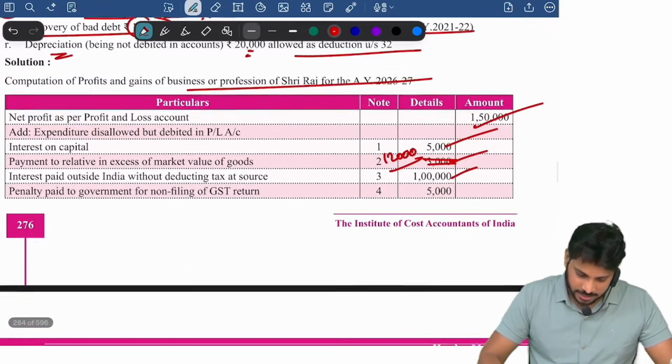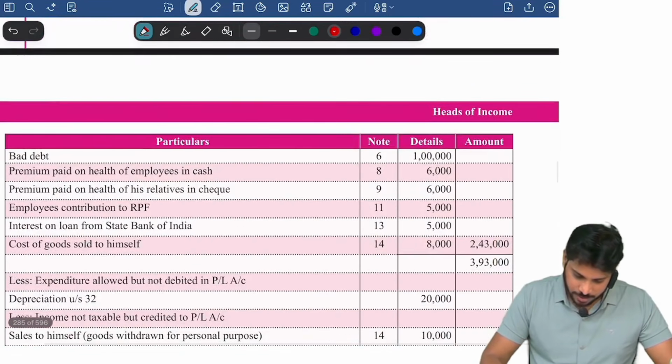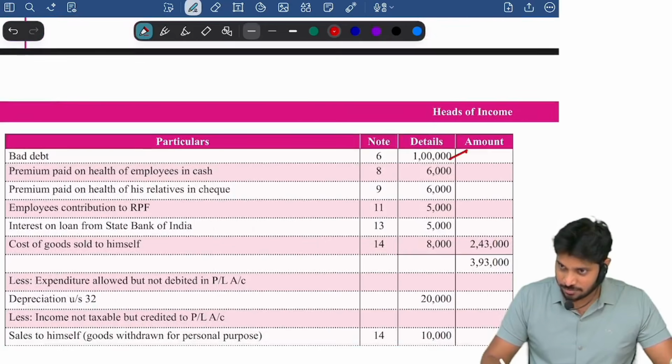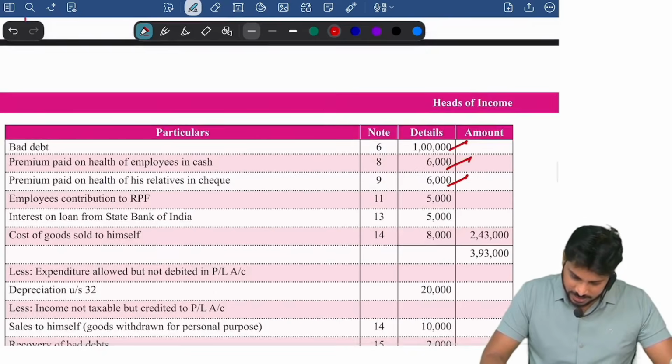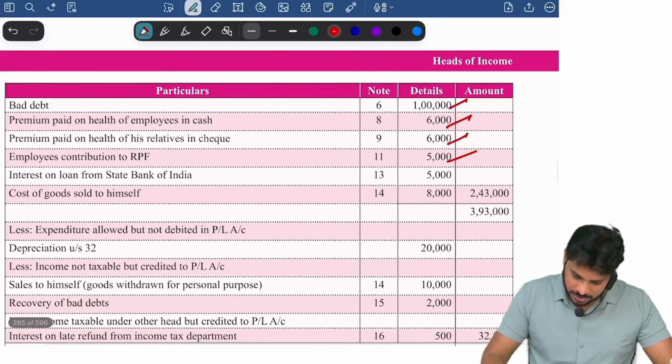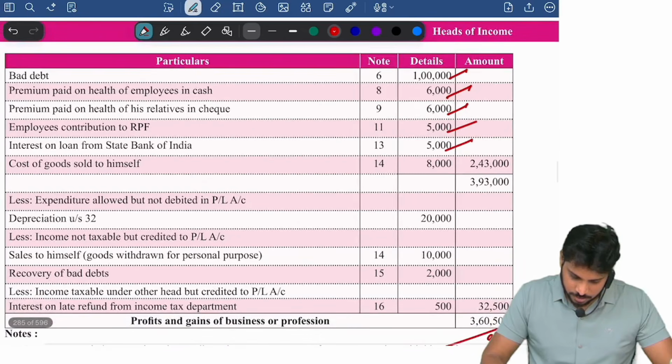So next. Interest paid outside. Yeah, correct. Penalty paid to government. Correct. Disallowed. Bad debts. Yes. Disallowed. Am I right? Bad debts we added back, no? Premium paid in cash. Disallowed. Contribution 5,000 disallowed. Interest 5,000 disallowed. Yes or no? Cost of goods sold to himself.